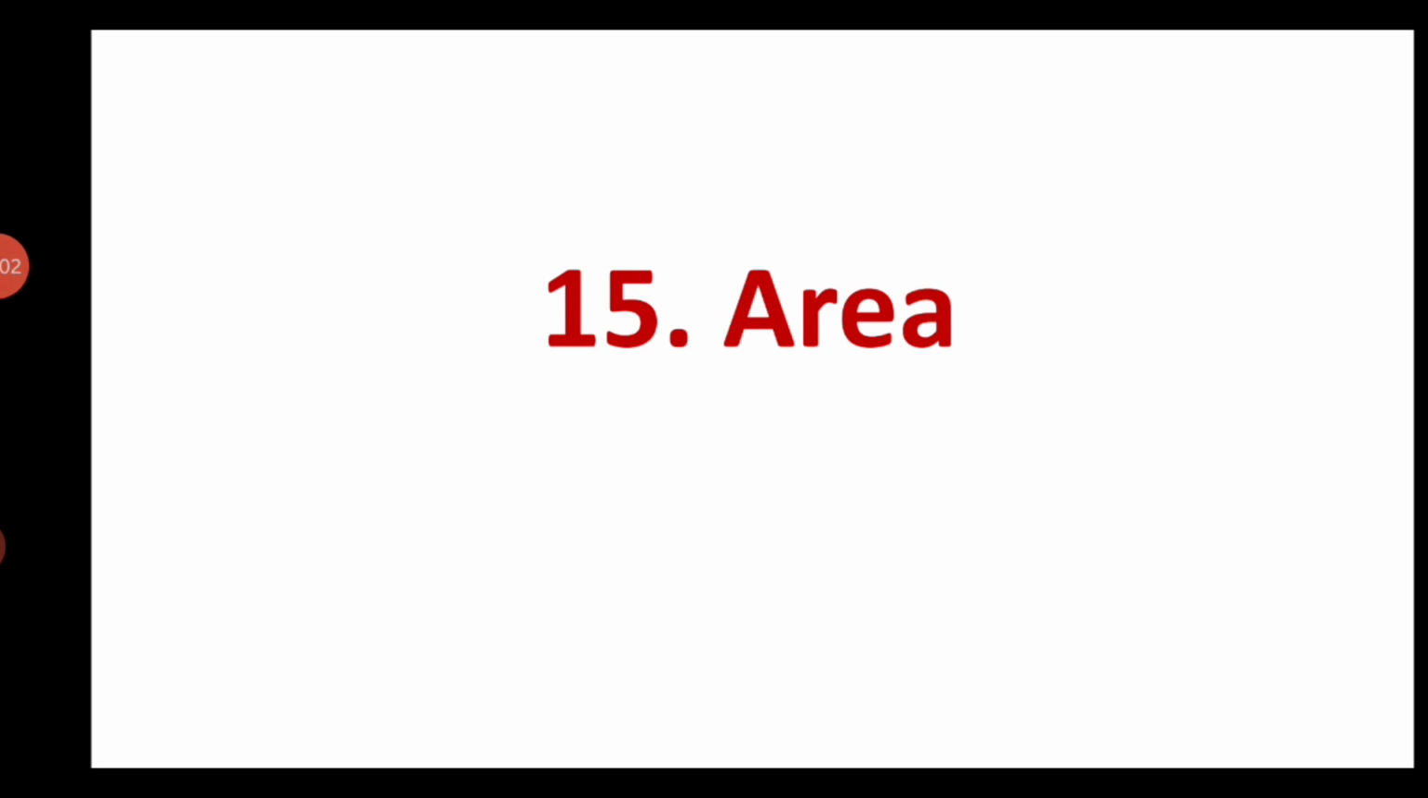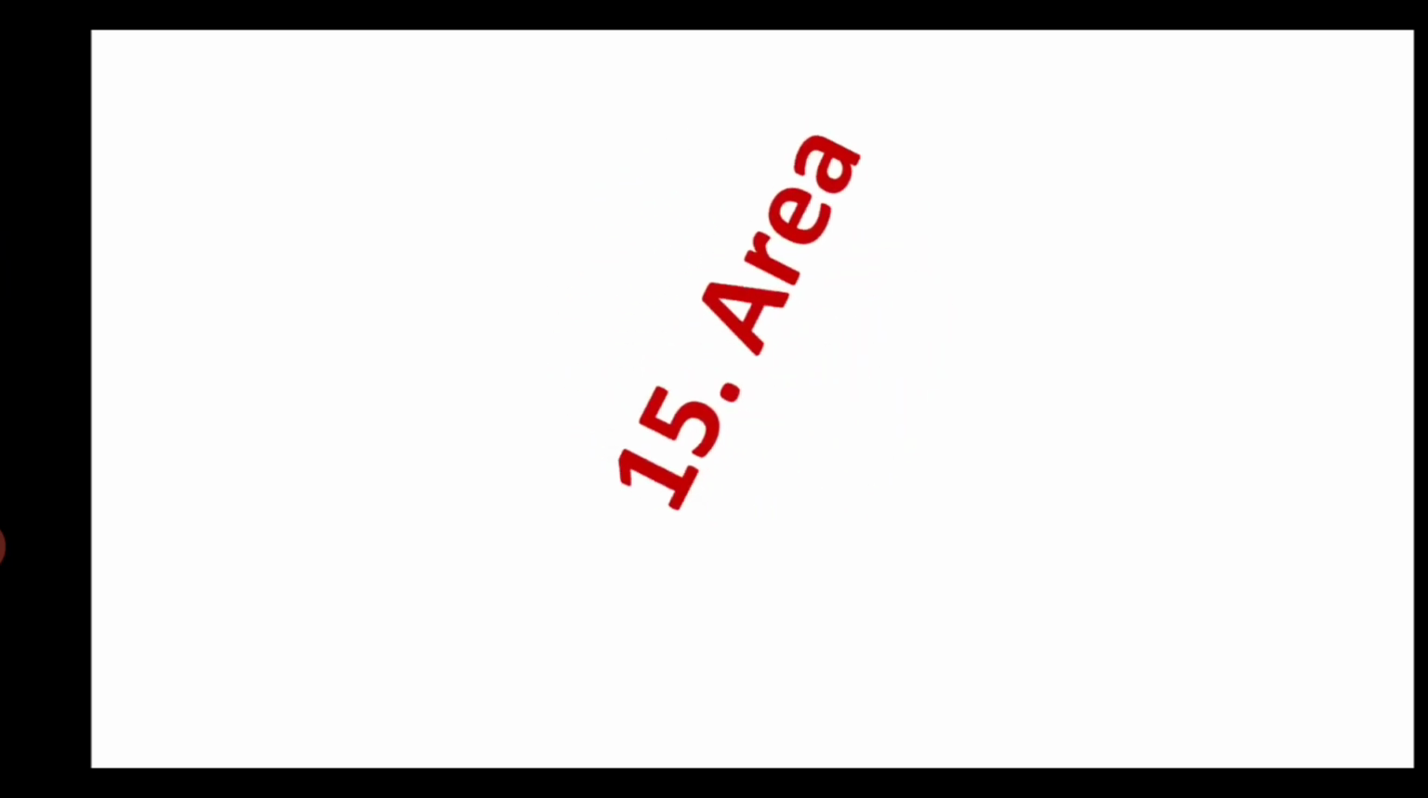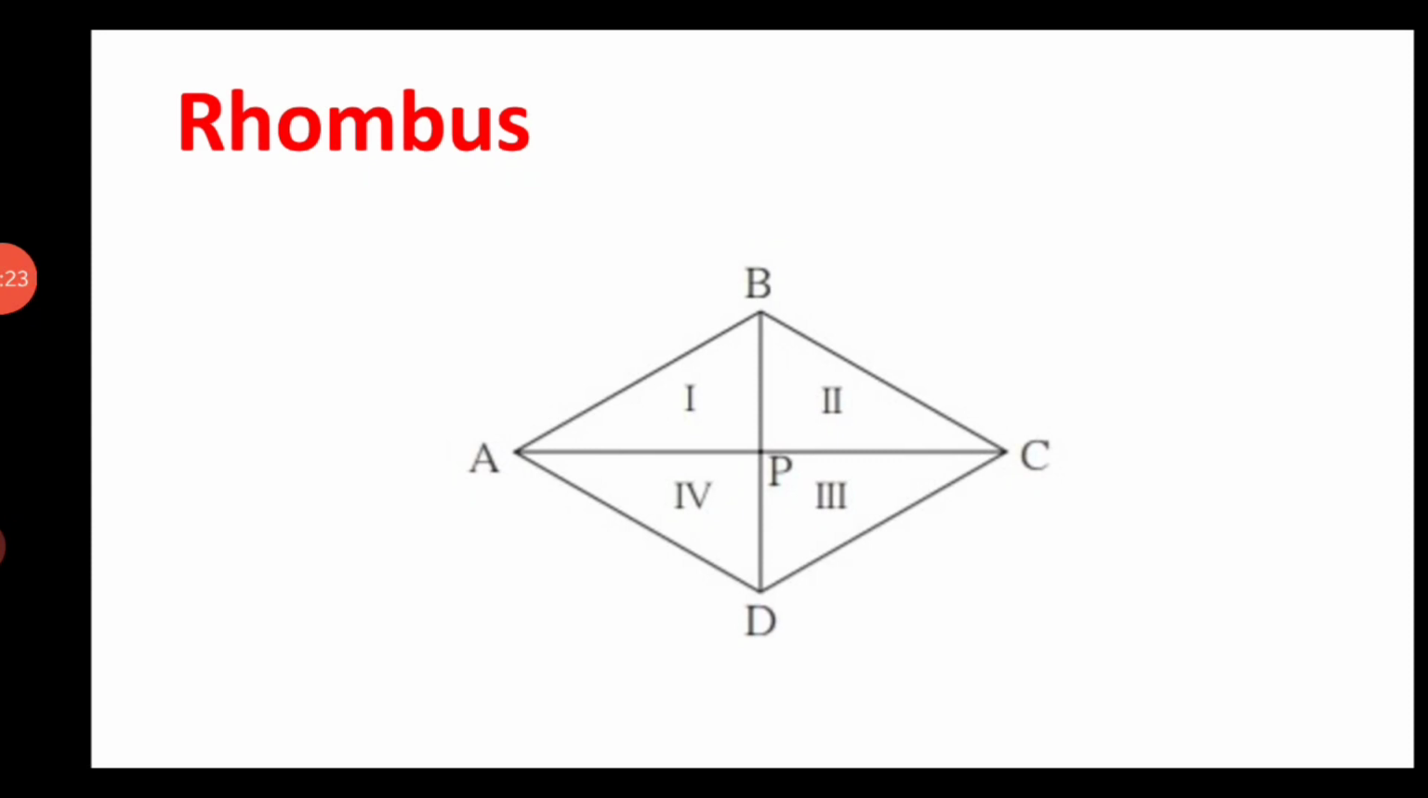So children, we have been studying about areas of different shapes and figures in this lesson, chapter number 15, area. In the previous video, we studied about area of a parallelogram. In this video, we will be studying about area of rhombus. So let us first see what we mean by rhombus. We have studied about different types of quadrilateral in our chapter number 8, Quadrilateral, its types and construction.